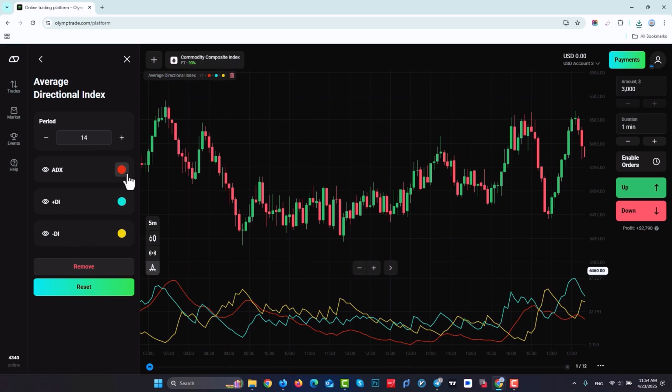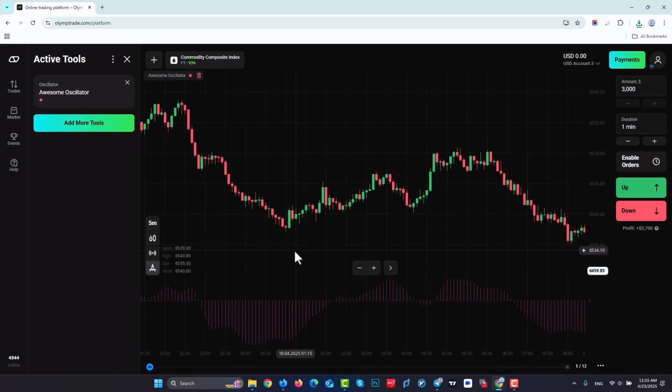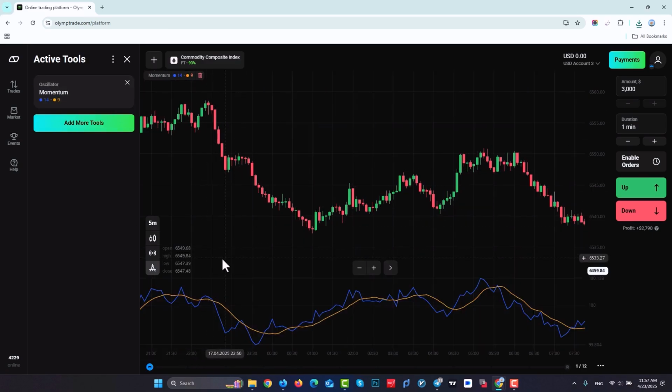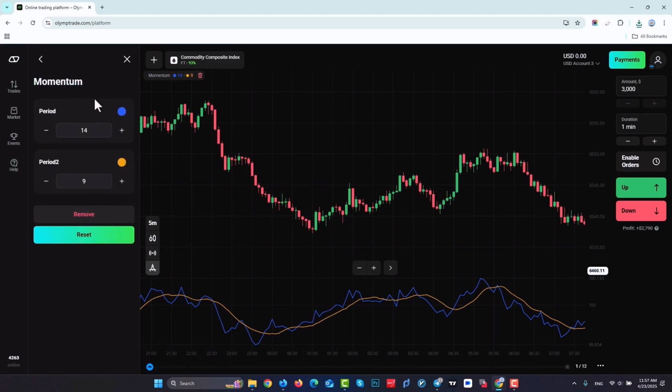categories, and colors. The next oscillator is the Awesome Oscillator, which examines market strength over different intervals. And you can adjust the settings of this oscillator between the color categories. The Momentum Oscillator examines the speed of price movement based on trend strength, and you can adjust the settings of this oscillator between two different periods.